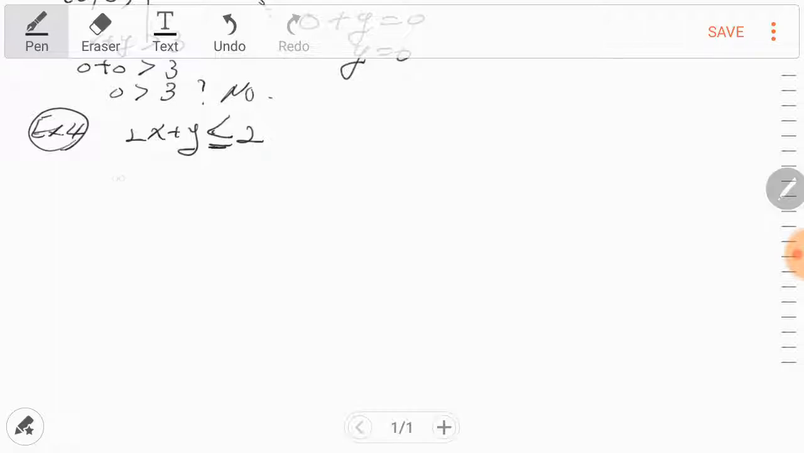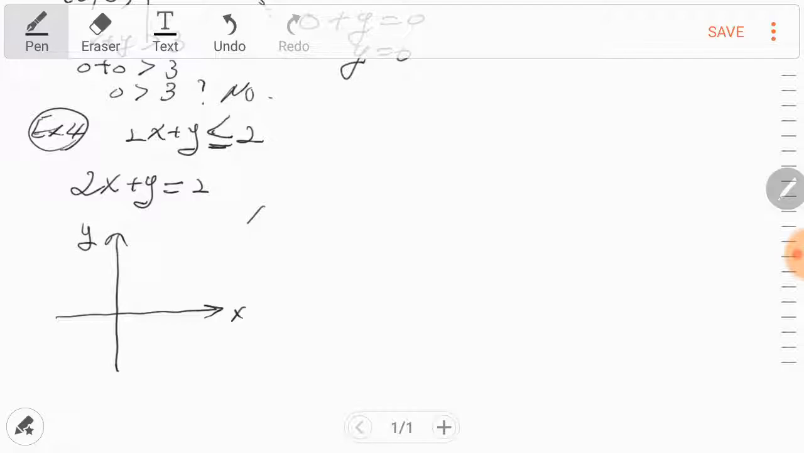So let's graph the line first. Write an equation first, and then find the x-intercept and y-intercept, and draw a solid line.